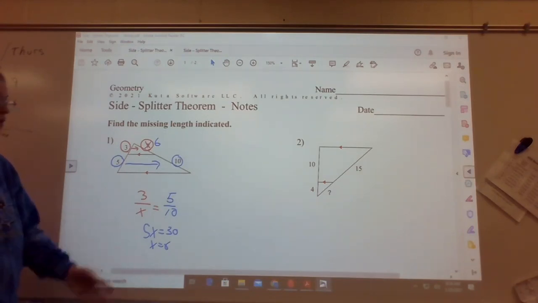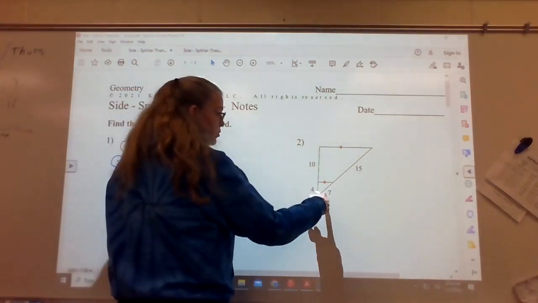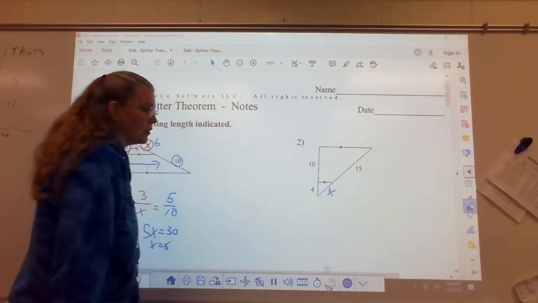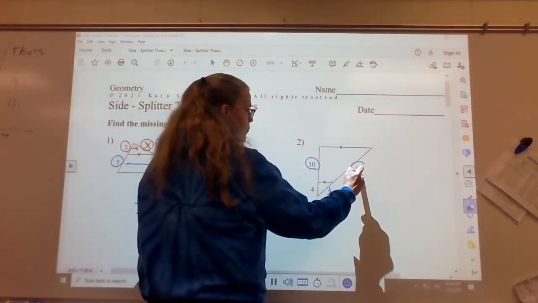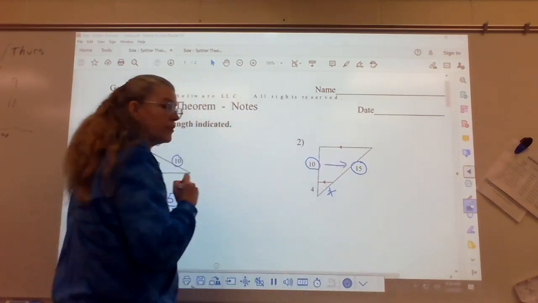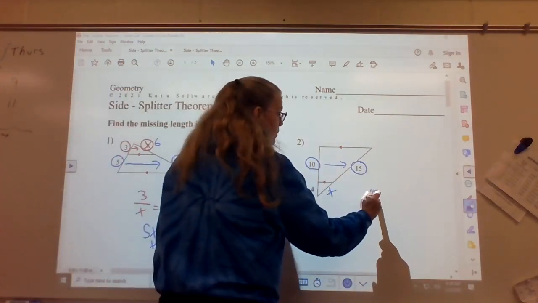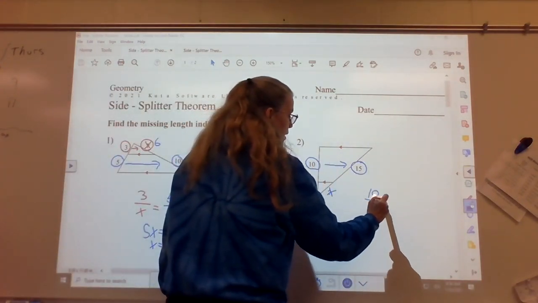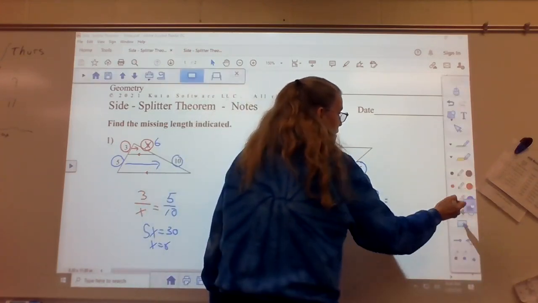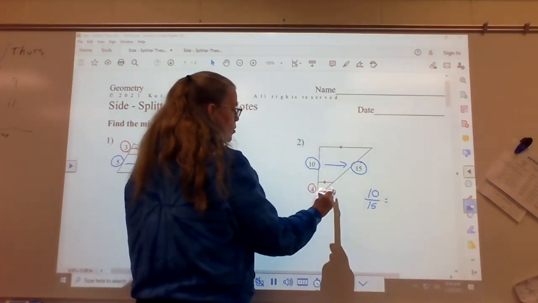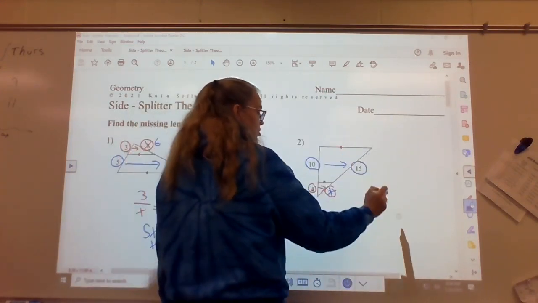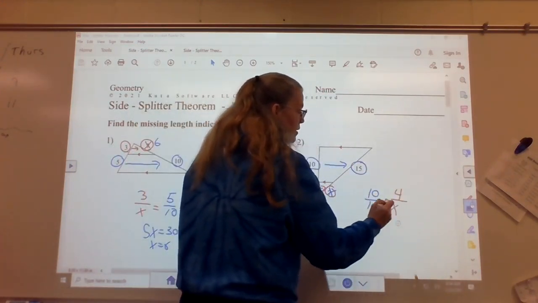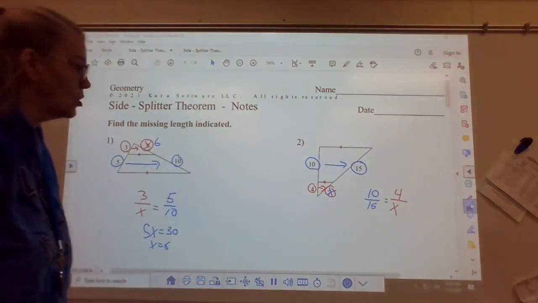Number 2, same basic idea. Put an X wherever the question mark is. So there's my X. So 10 can line up with 15. I'm going that way. So 10 over 15 equals, then you can line up 4 with the X. Again, I want to go that way. You always want to keep going the same direction. 4 over X. There's my setup.